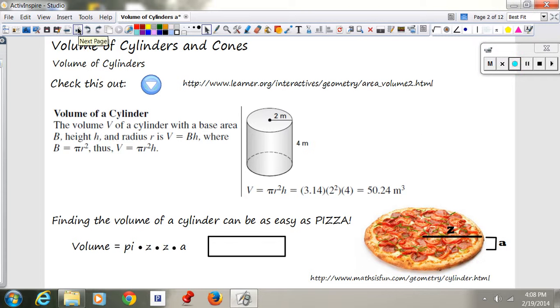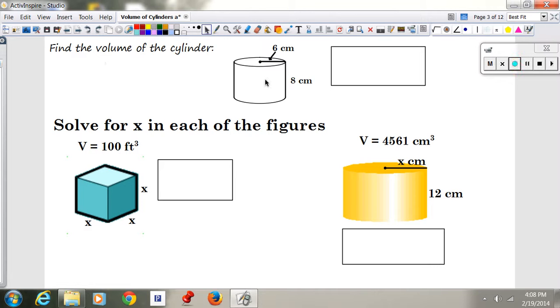Alright, let's find the volume of a few cylinders. I got my radius of 6, I got my height of 8. So I'm going to find the volume of this cylinder. I'm going to do my 6 squared times pi times 8. Multiply that together, and you get your volume. And again, most of this is filling in the formula and using a calculator. But what if they gave us volume?